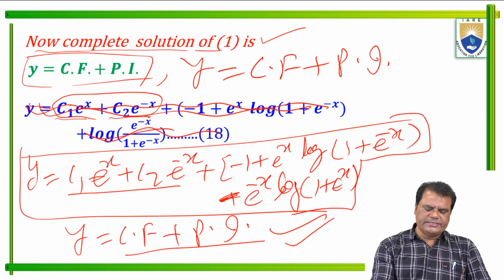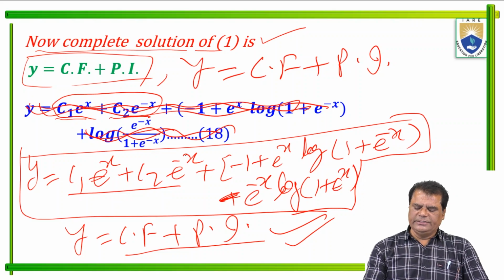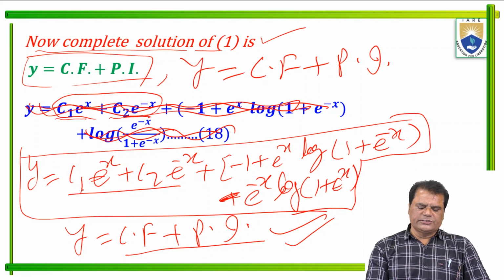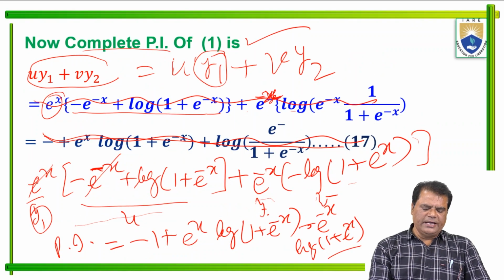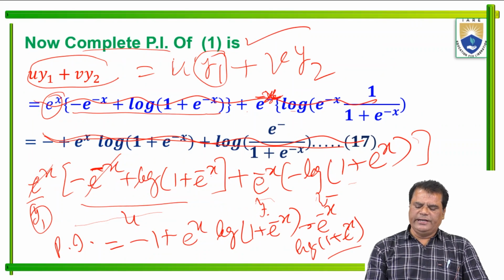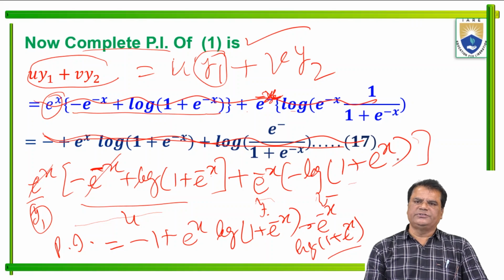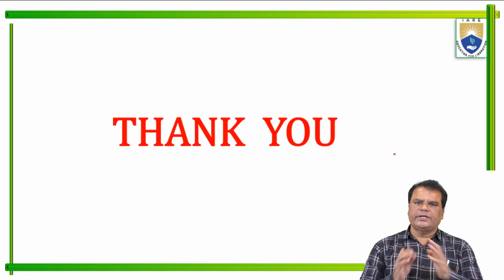So in this line there is some mistake, so I am writing directly this solution. This is the complementary function CF and this is the particular integral. Here in v, we multiply by this e to the power x, and e to the power minus x to this function. Okay. Thank you.